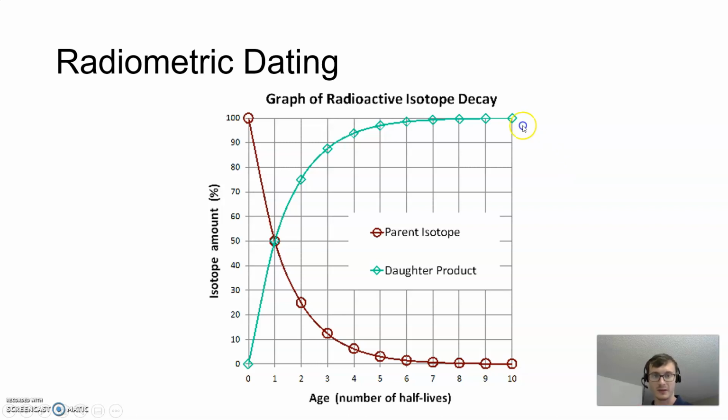So based on this and using a graph like this one, we can work backwards and say, okay, well, about 95% daughter and 5% parent. We could say that this has been about 5 half-lives. And since we know how long a half-life is in terms of years, we can use the proportion of parent to daughter inside the rock to tell about how long it has been since that rock has formed.